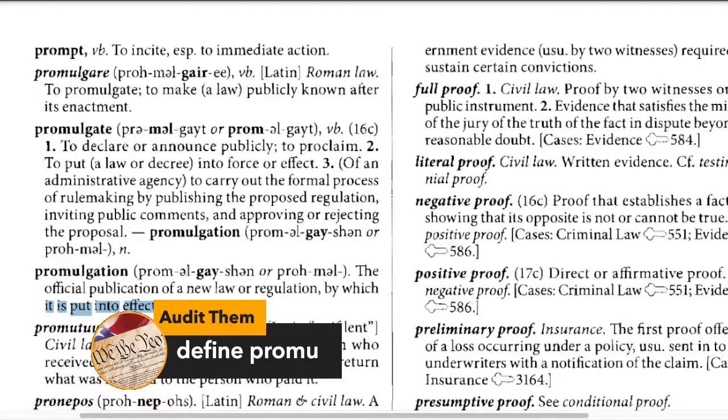So they are promulgated. These regulations, the proposed regulations, right? By publishing the proposed regulation, inviting public comments, and approving or rejecting the proposal. So that's the process of promulgation. So the promulgated regulations mean the regulation has been proposed, invited public comments, and approved or rejected. So that's promulgated. The promulgated regulations means the regulations weren't just thrown out or appointed or prescribed. They had been through this process of proposal, public commentary, and then an approval or rejection.